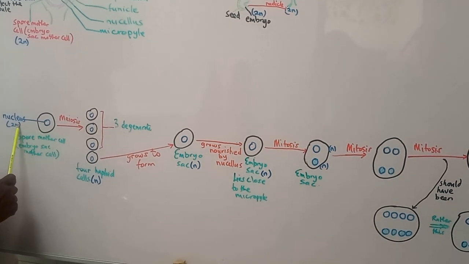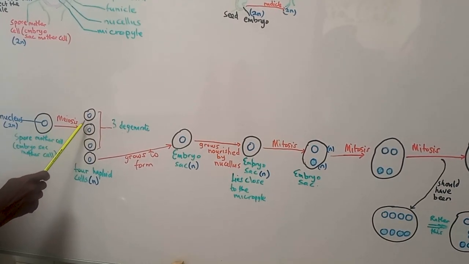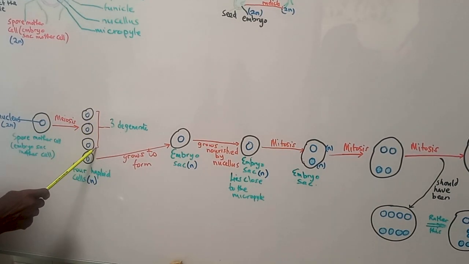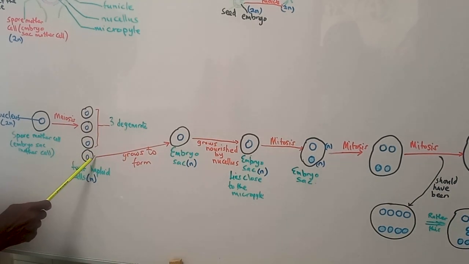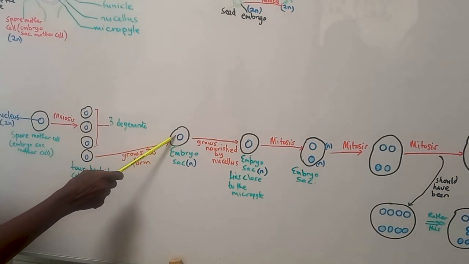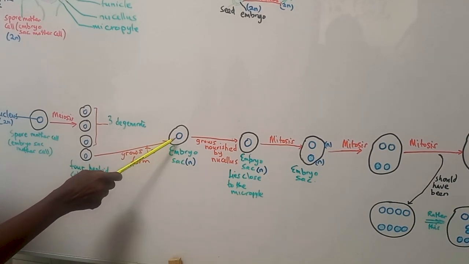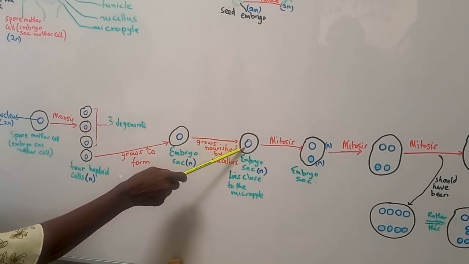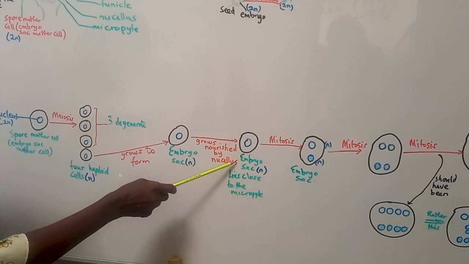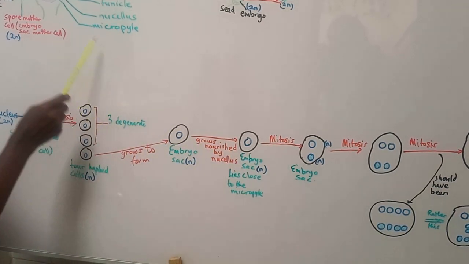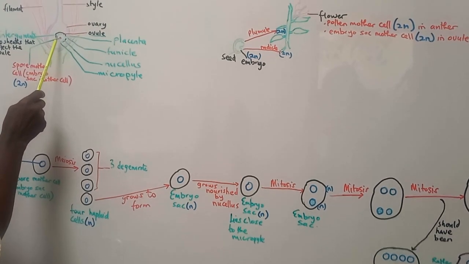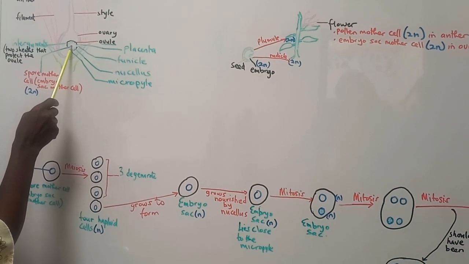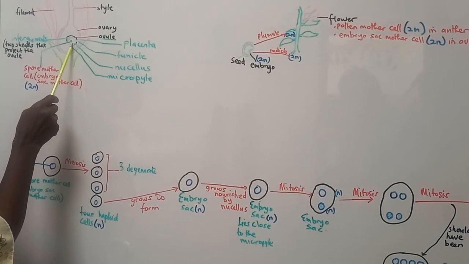This is the nucleus, it is 2N. It undergoes meiosis to form 4 haploid cells. Each of them is N. 3 of the cells break down, they degenerate. But one of them grows to form the embryo sac, which is N. This embryo sac grows and is nourished by the nucellus and lies close to the micropyle. So here we have this spore mother cell undergo meiosis. It forms an embryo sac, which lies close. This is the micropyle, so it will be lying close here.